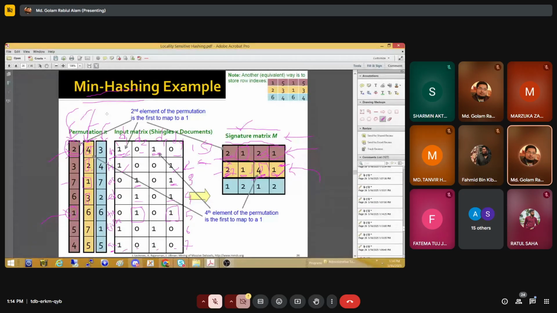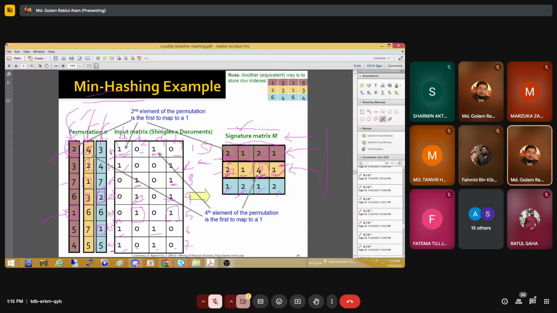Then we have to consider the third permutation. Again, we can say this is the 1. So the first position and third position will be 1. And then we have to move to the second, that is 2. In that case, we can see the second position and fourth position is 1. So for the second position and fourth position, we didn't have any value, so we can add this 2 here. There is 2, there is also 2. So this is how we can generate the signatures. This is what we get after min hashing.